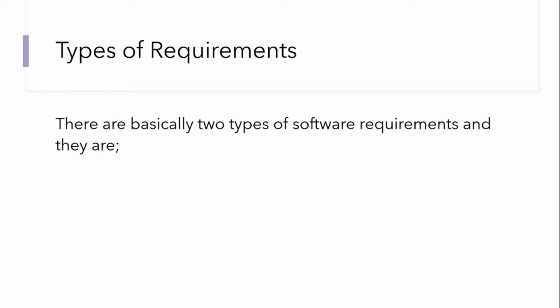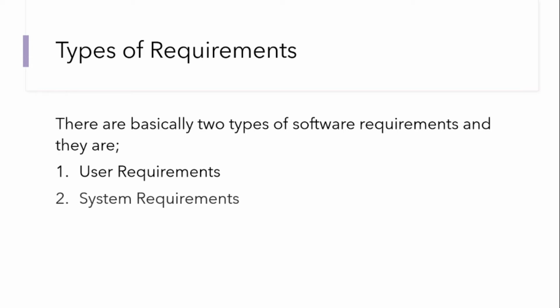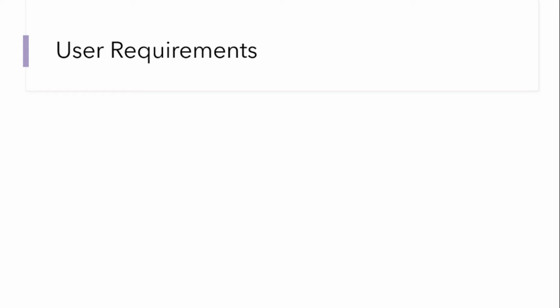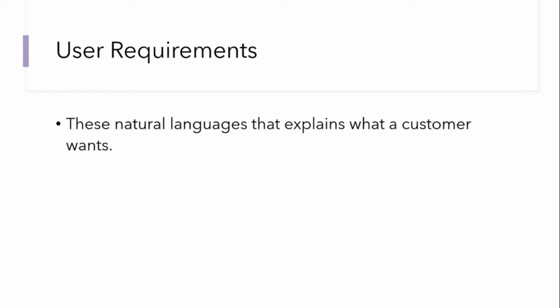Now let's look at the various types of requirements. Basically, there are two types of requirements: the user requirement and the system requirement. So now let's move on to look at what a user requirement is. So what is a user requirement?